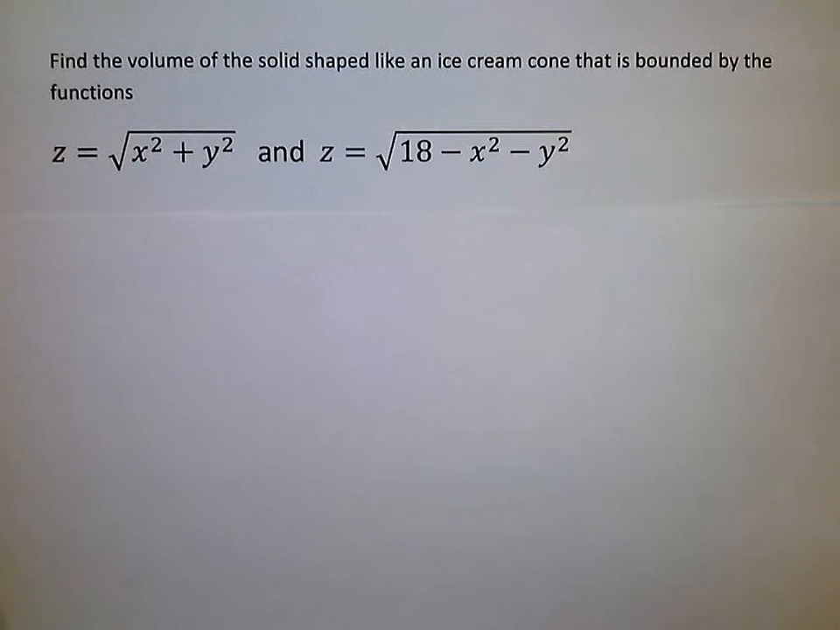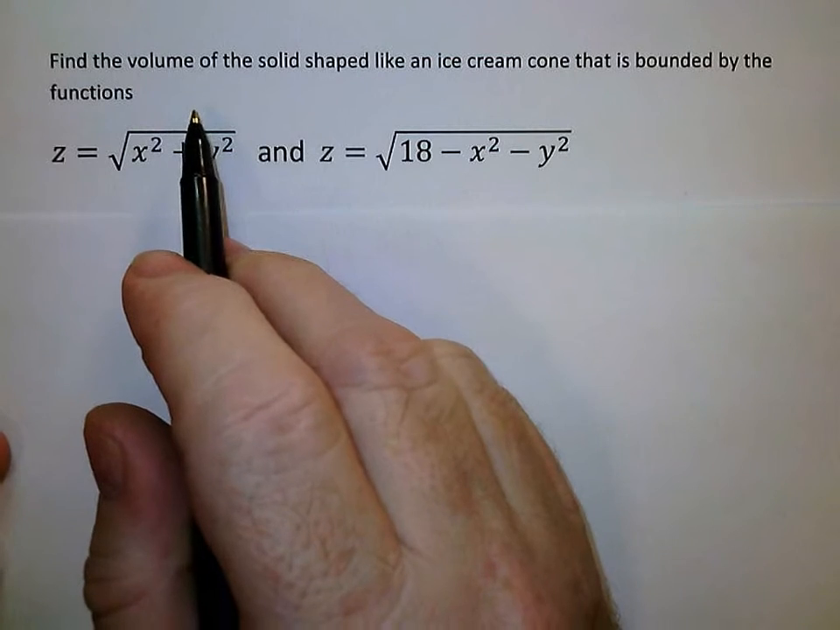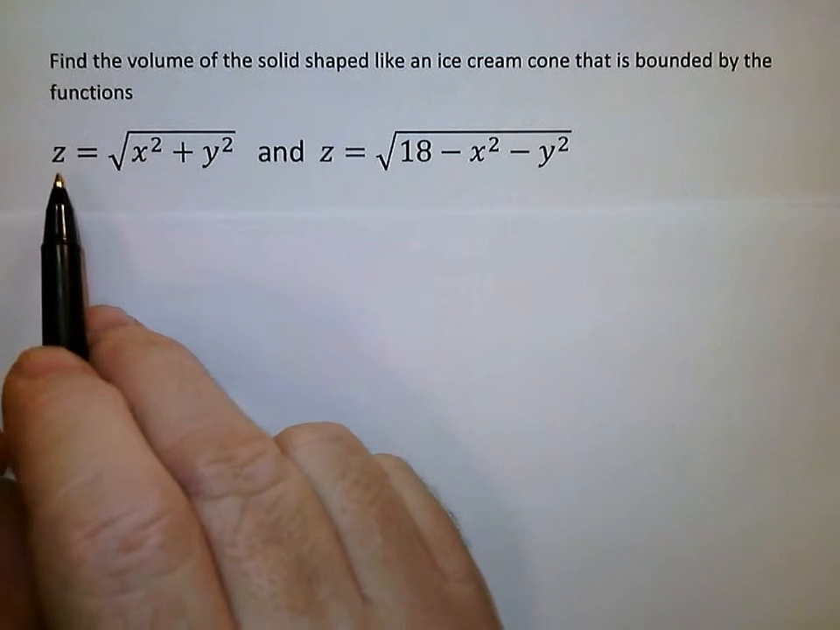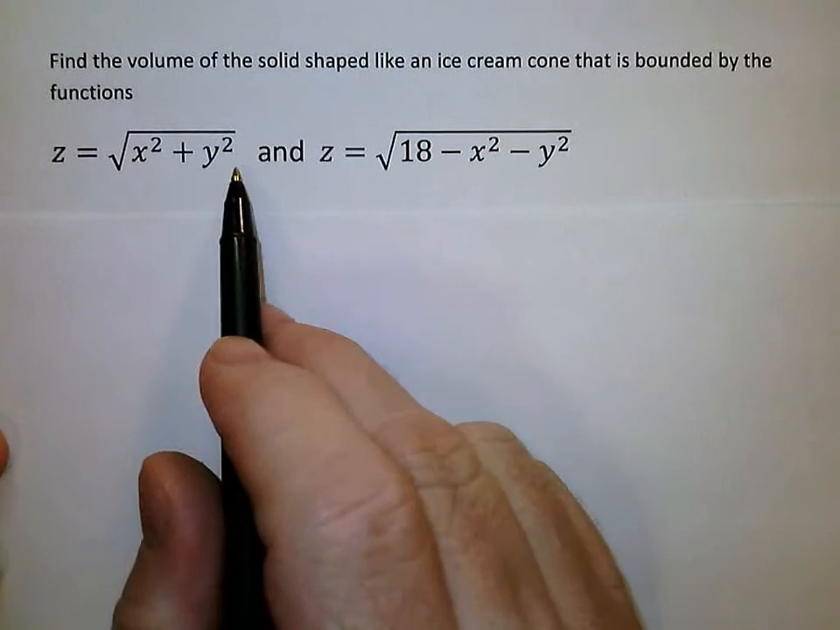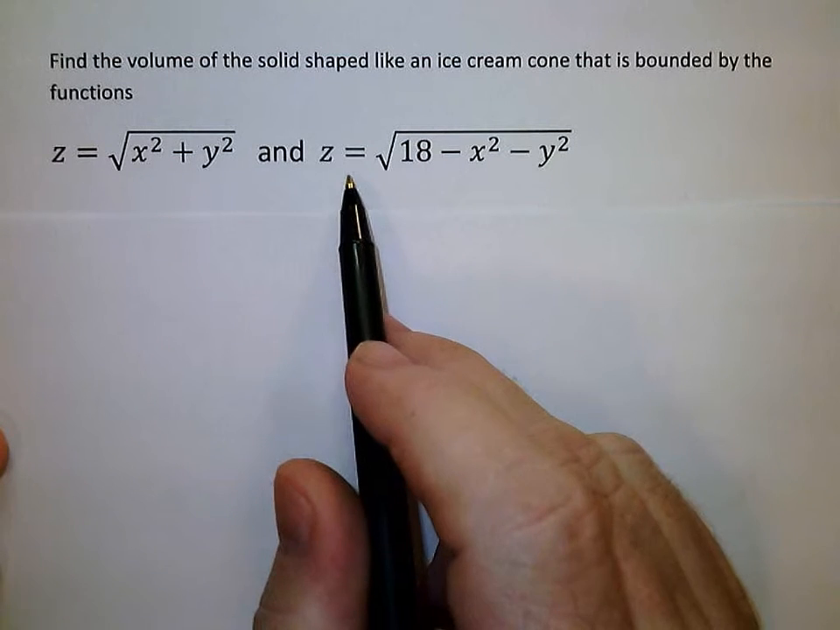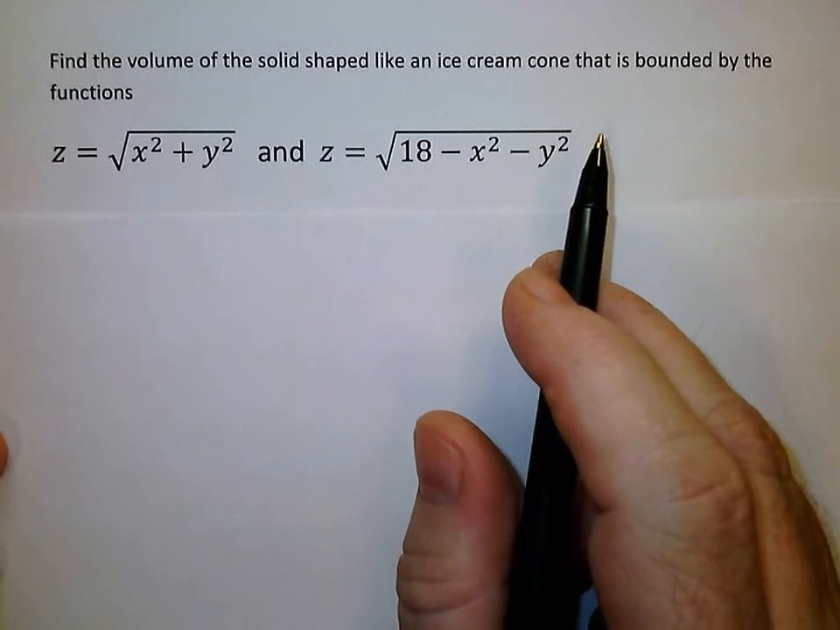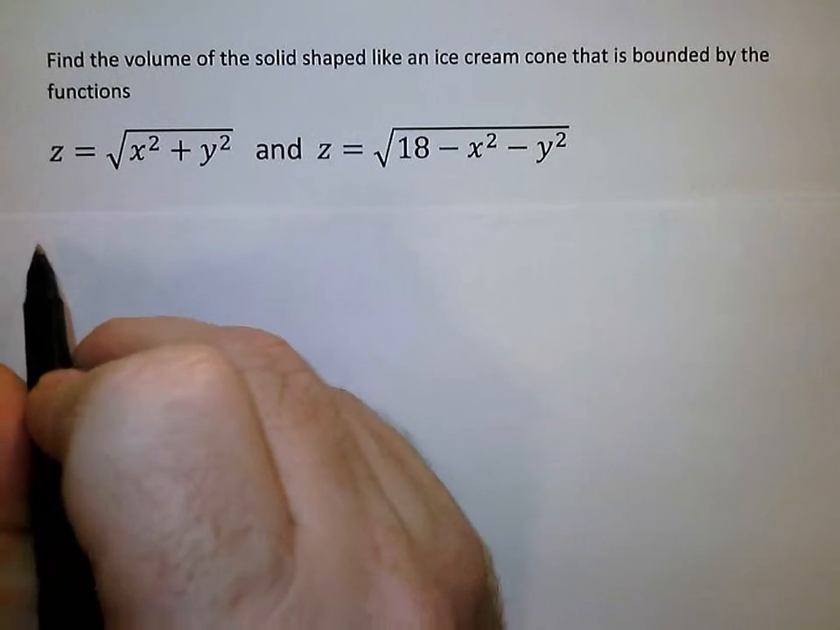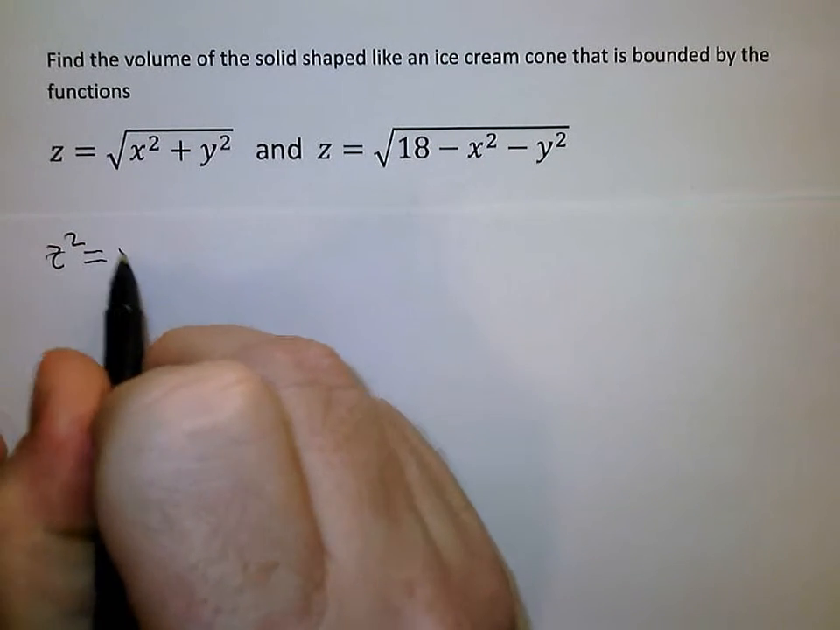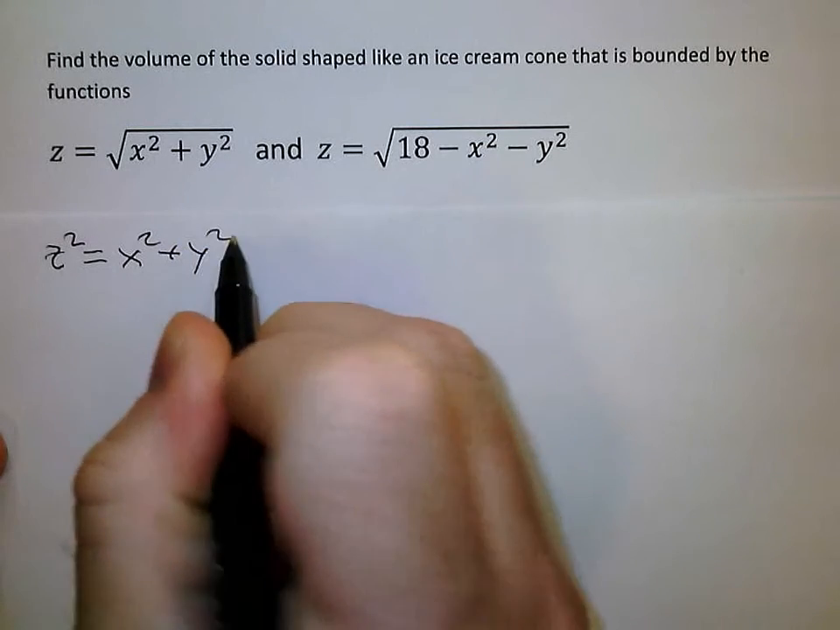Here's an example where we want to find the volume of a solid shaped like an ice cream cone that's bounded by the functions z equals square root x squared plus y squared and z equals square root 18 minus x squared minus y squared. And this first one's going to be a cone, so z squared is x squared plus y squared.